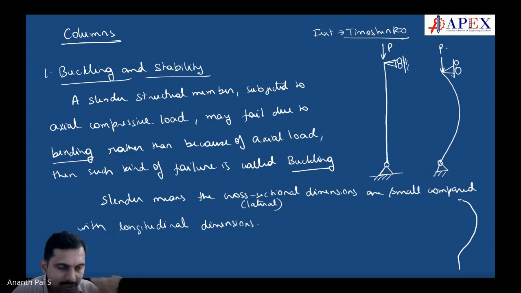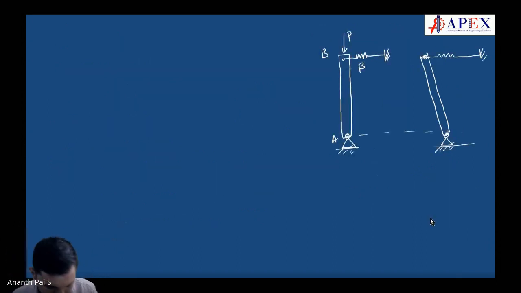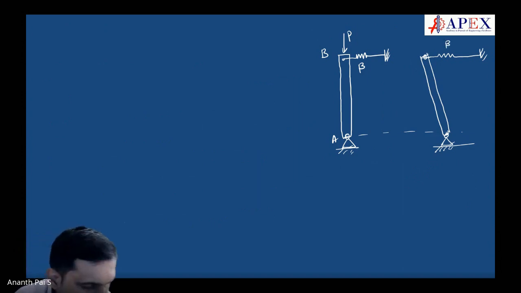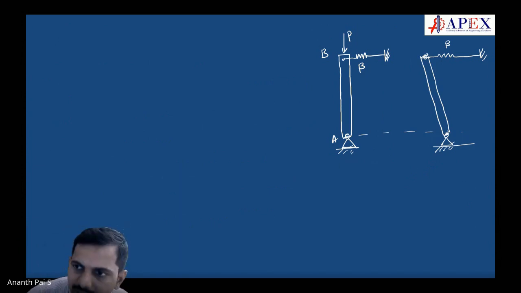Just like that, different types of support conditions can be there. If that is the case, it's no problem at all. Don't worry. Once it has failed, we cannot say anything about it. So it's beta, a spring whose size increases, and there is a force applied by the spring in this direction.